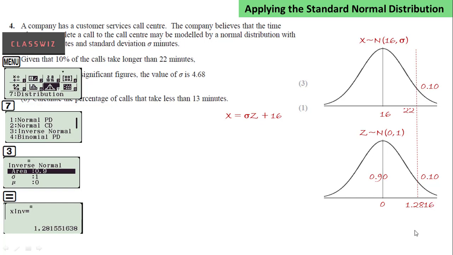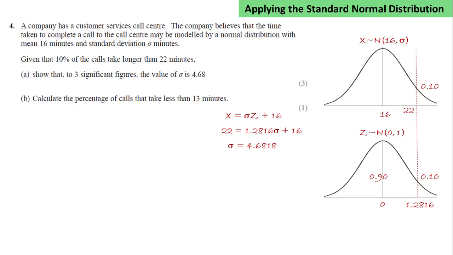1.2816. So now we have two values, a value of the X and a value of the Z, which we can plug into our equation. And so we get 22 equals 1.2816 times sigma plus 16. We solve this for sigma and we get the value 4.6818. So this is what we had to show.